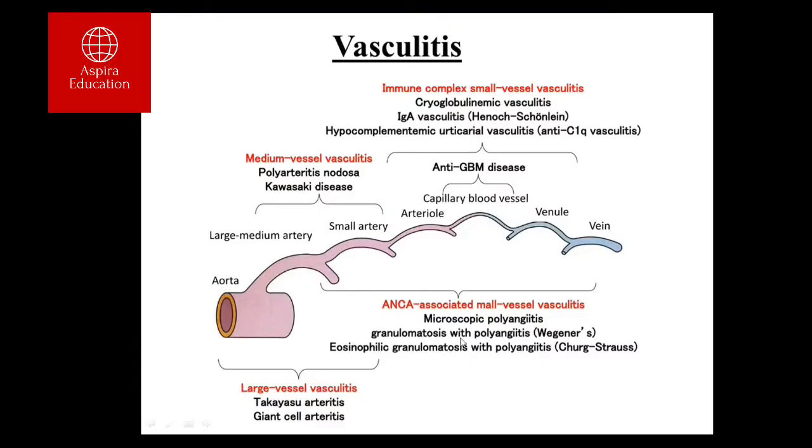In addition to the ANCA-associated vasculitis, there are some other immune complex vasculitis which can affect the smaller blood vessels, including cryoglobulinemic vasculitis and IgA vasculitis, previously known as Henoch-Schönlein purpura, again a disease predominantly seen in children. We also have anti-GBM disease. Again, it can affect the smaller vessels and usually presents with involvement of the lung and the kidney. So these are the broad classification of vasculitis. I'll quickly go through these vasculitis because this is the most important topic in rheumatology.